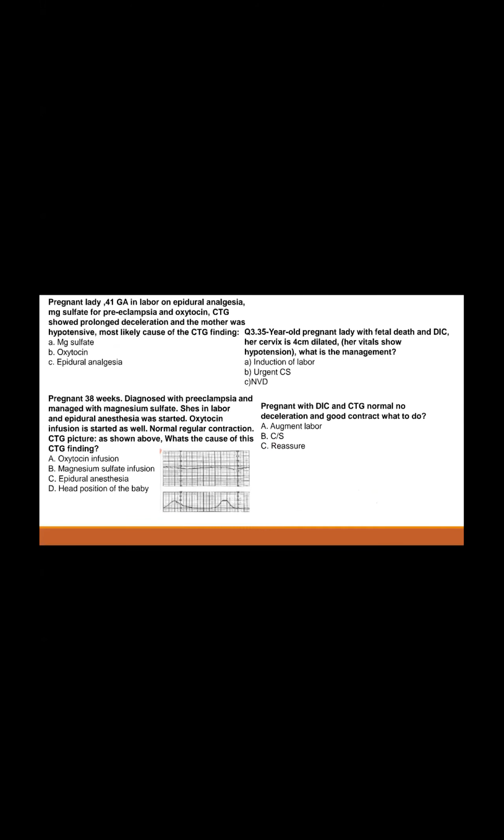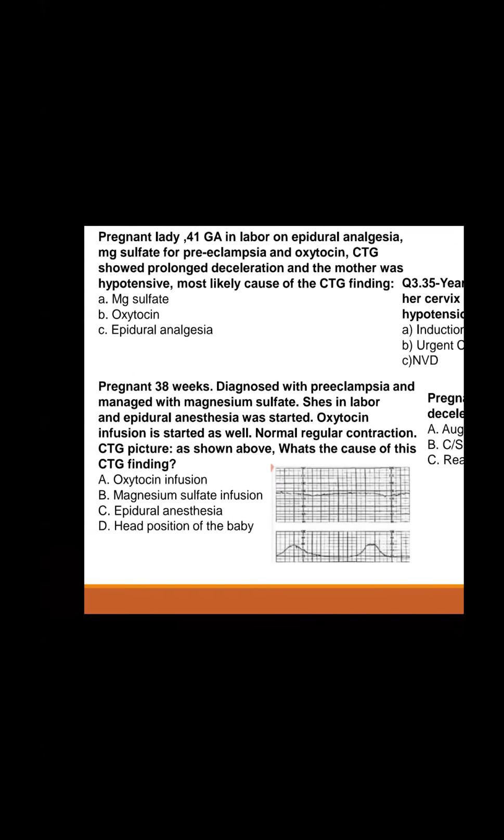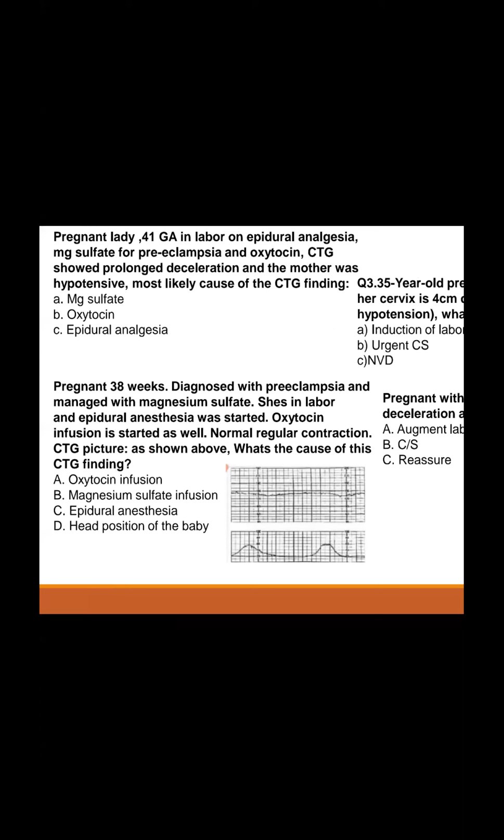First question by Dr. Shruti. First one, this one. Pregnant lady, 41 weeks gestation, in labor on epidural analgesia. Admitted for preeclampsia and on oxytocin. CTG showed prolonged deceleration and the mother was hypotensive. What most likely caused the CTG findings?